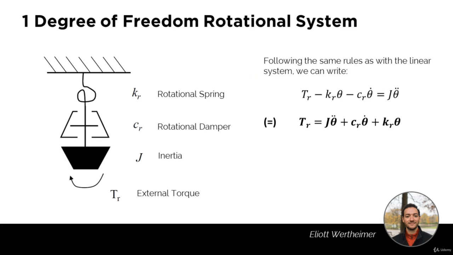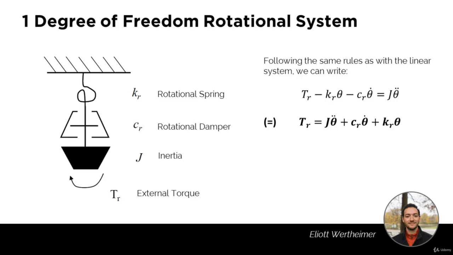Rotational systems work in exactly the same way with different variables. So here, instead of a linear spring, we have a rotational spring Kr, followed by a rotational damper with a damping coefficient Cr, followed by a mass with inertia J, and instead of a force, we have a torque Tr.